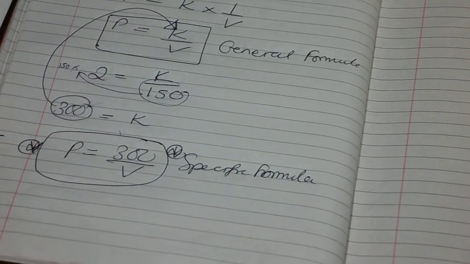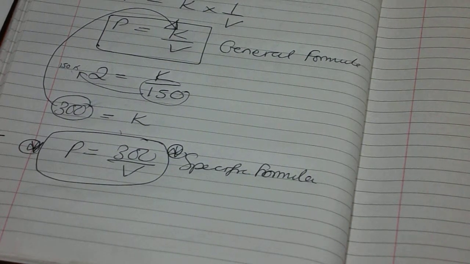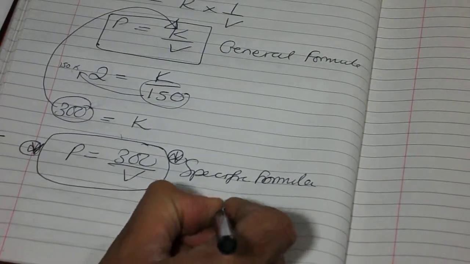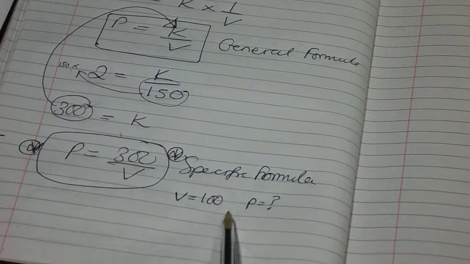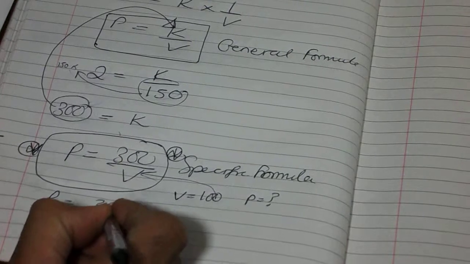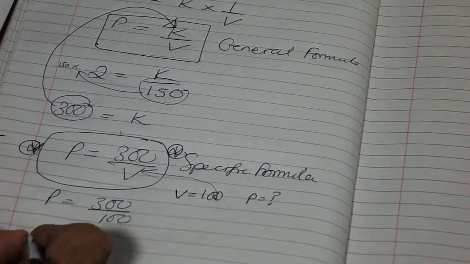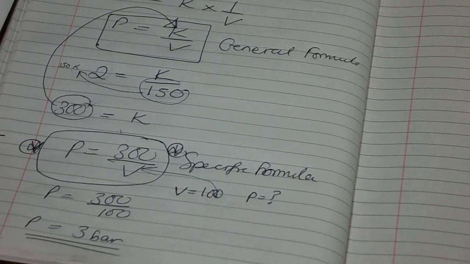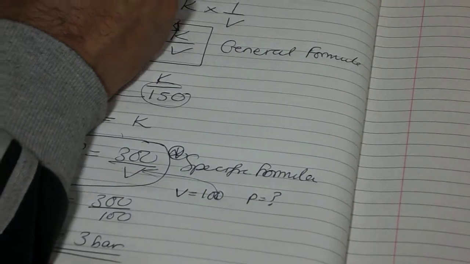So the rest of the question is as follows. They want us to calculate the pressure of the gas when the volume is decreased to 100. So now we've been told that V is equal to 100. What is P? What we need to do now is substitute this value of 100 into the V part. So the pressure is equal to 300 divided by 100. That's the volume we're putting in here. So the pressure will then be equal to 3 bar. Okay, are we happy with that question? So that's our first example, example number 1.